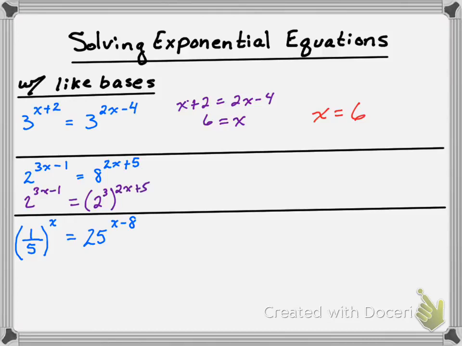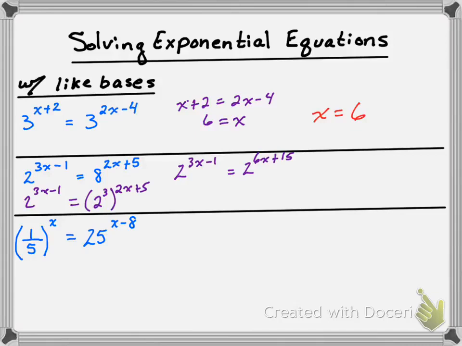Now the properties of exponents say that when we have parentheses here, you're going to multiply your exponents together. So we're going to multiply 3 times that exponent, which will give us 2 raised to the 3x minus 1 equals 2 raised to the 6x plus 15.